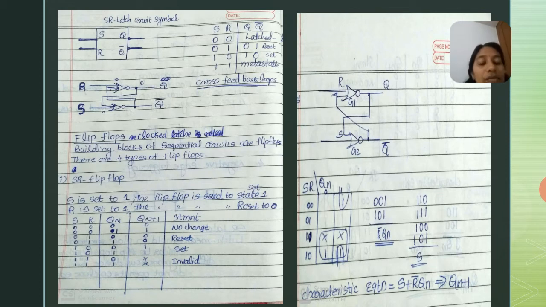If you are mapping the result to the truth table, you can see there are three inputs, S, R and Qn. The K-map representation will be as given.